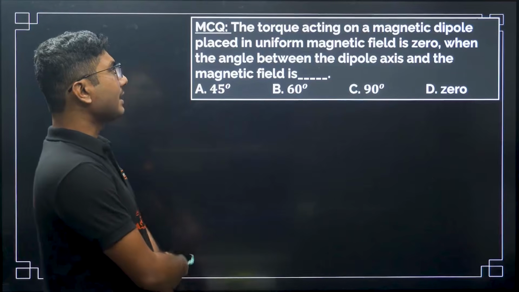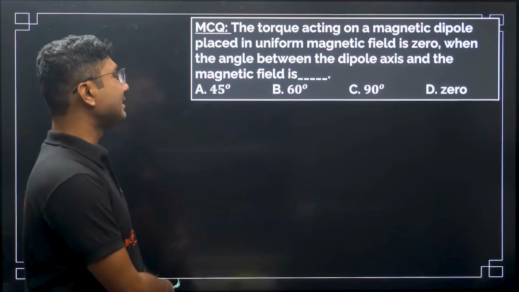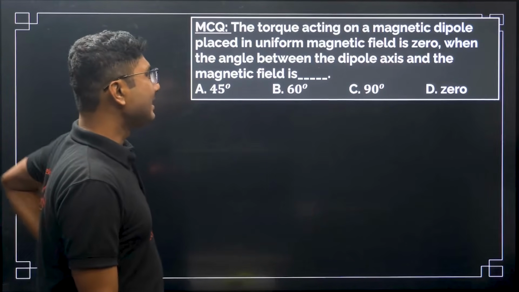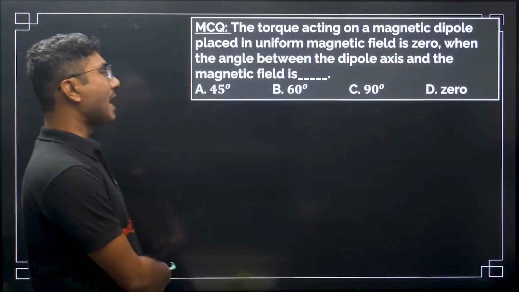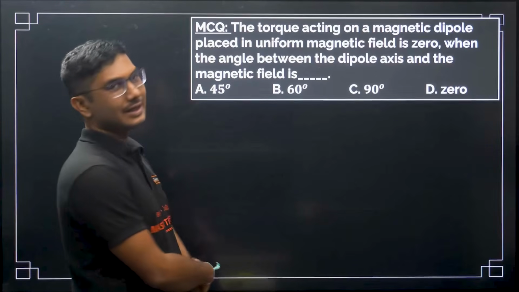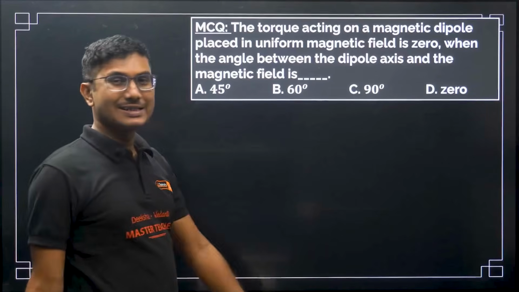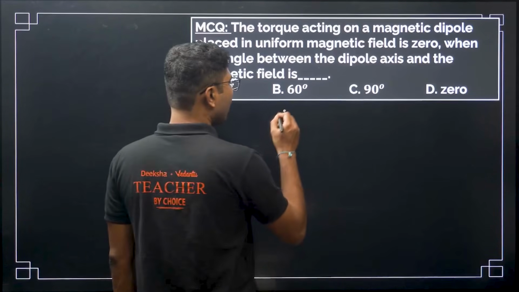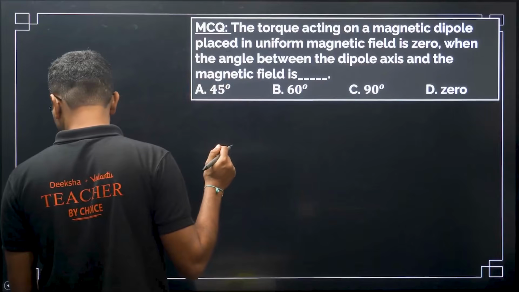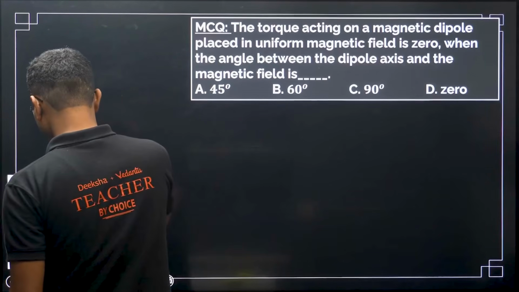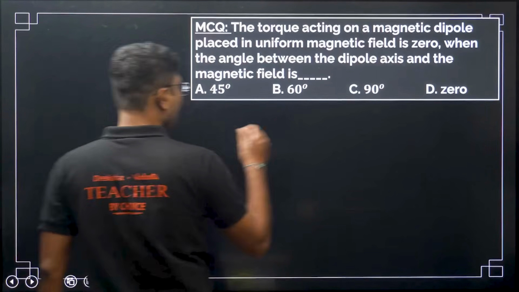The torque acting on a magnetic dipole placed in a uniform magnetic field is 0 when the angle between the dipole axis and the magnetic field is... So torque acting is 0. Torque is what? This is not work done, this is torque. What is the formula for torque?